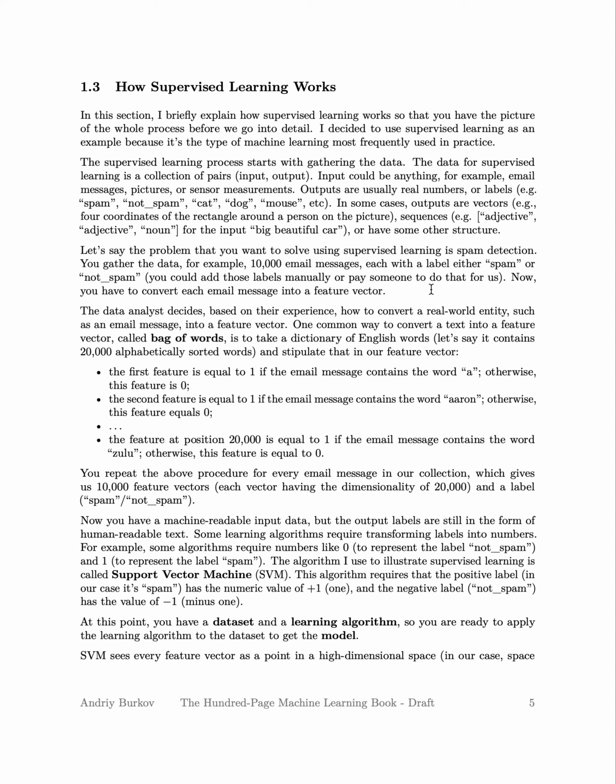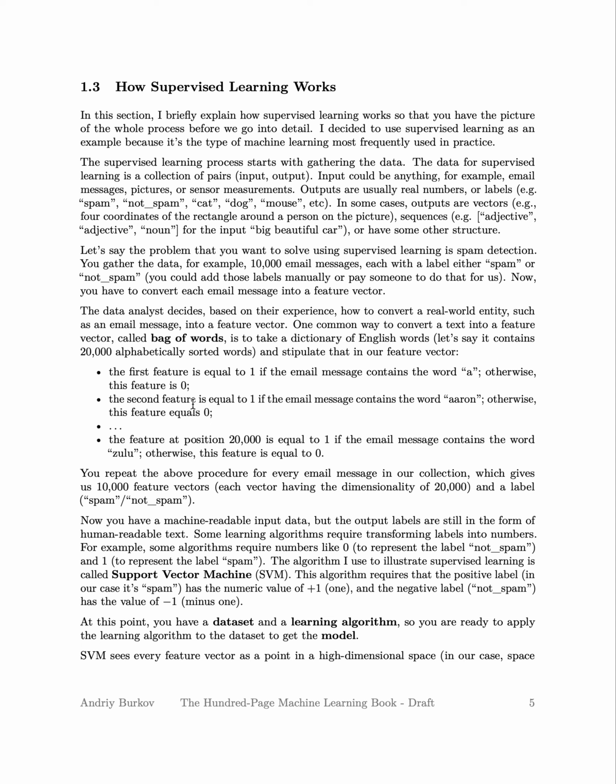There are some methods of converting words to numbers. We will go into that later. But for now, we are using one known as bag of words. It takes a dictionary of English words, and in a dictionary, the first entry will always be the word A. So the first feature will be equal to 1 if the email contains the word. Otherwise, the feature will be 0.